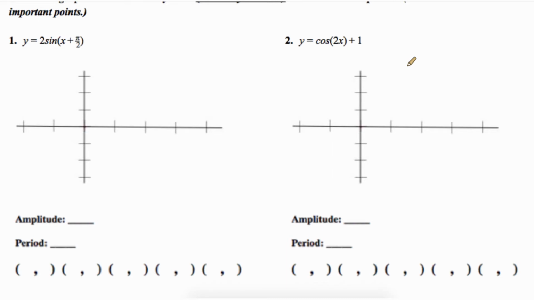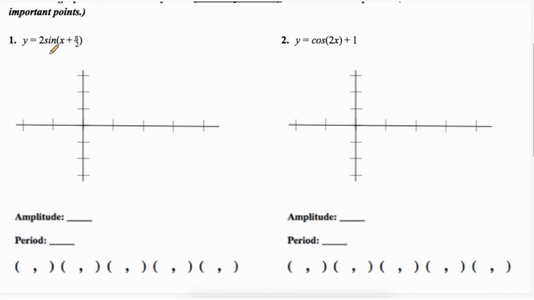plus pi over 2. What we're going to look at first is going to be that amplitude. So we're looking at our a value, which is that number in front of the sine. We've got a 2, so our amplitude for this one is going to be 2. Now when we're looking at the period, we need to look at our b value, and there is no number in front of the x, so there's like an implied 1 in front of there. So to find the period, we do 2 pi divided by the b value. So in this one, we're just going to have a period of 2 pi.